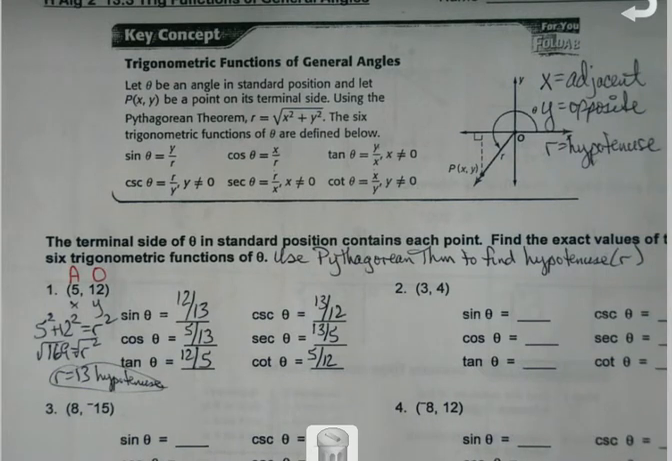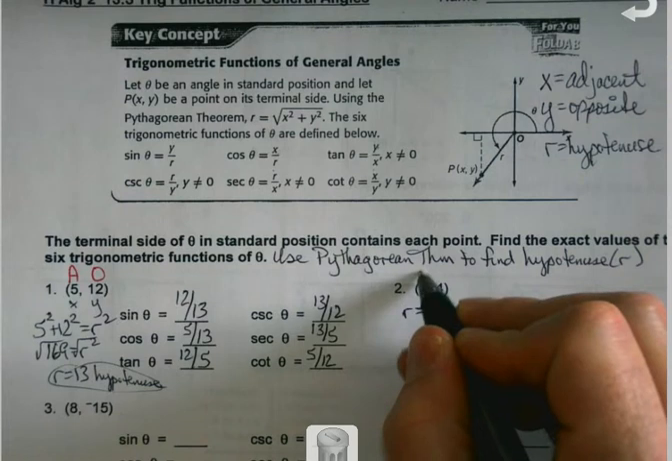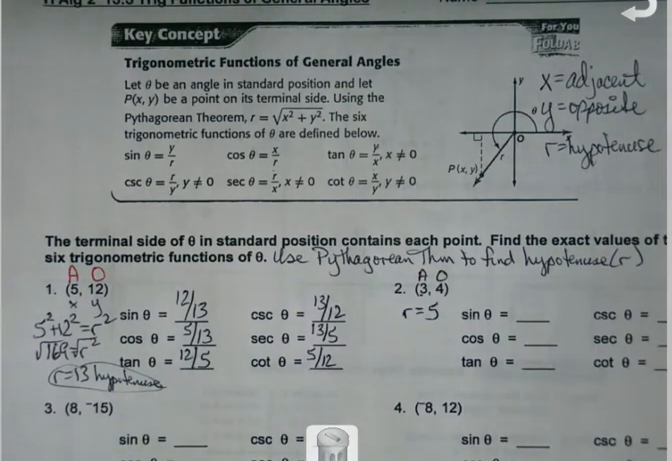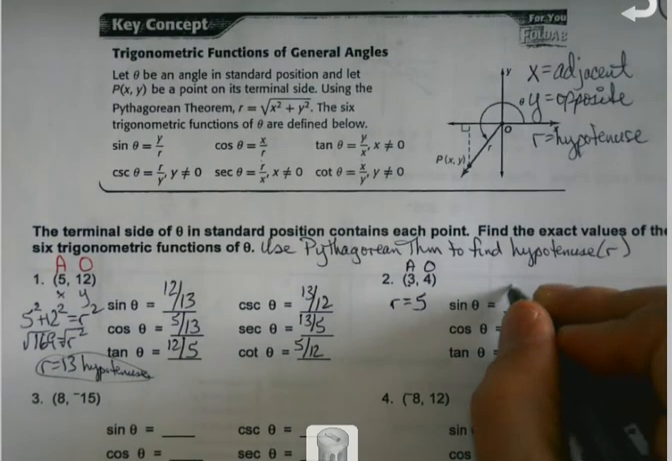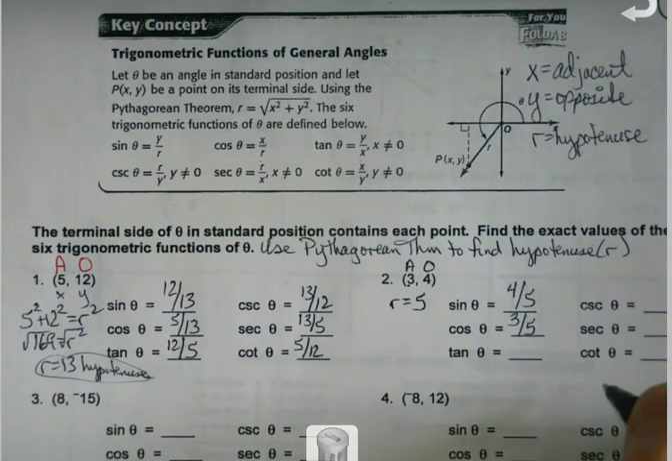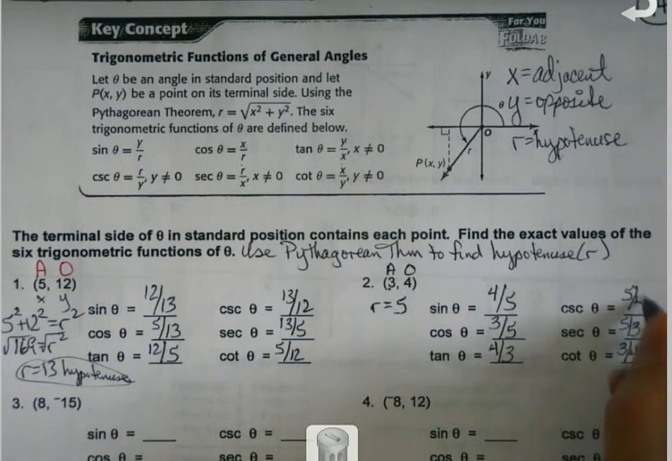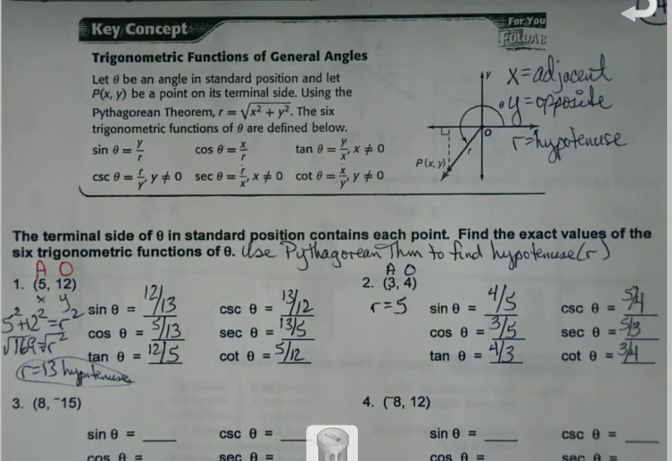So for any of these, and again, a lot of times you might be able to do some in your head. It's like 9, 16. Okay, so r is going to be 5, which is my hypotenuse. And then again, just burn your way through them. Opposite over hypotenuse, adjacent over hypotenuse, opposite over adjacent, and then just take their reciprocals to get their inverses.